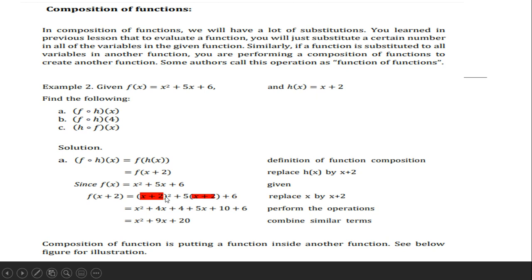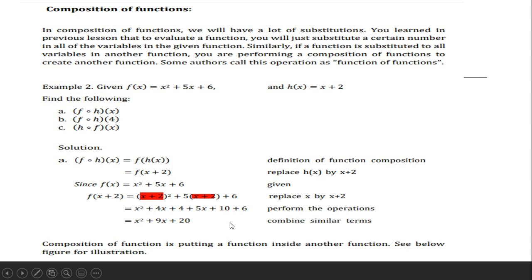So, x plus 2 squared, that is square of a binomial. So, you can use FOIL method or you can apply the process in multiplying the square of a binomial. Then, we have, x times x is x squared. X times 2 is 2x, times 2 is 4x. Then, 2 times 2 is 4. Then, distribute. 5 times x, 5x. 5 times positive 2, positive 10. Then, copy positive 6. Then, perform the operation, combine similar terms. That's going to be x squared. 4x plus 5x is 9x. Then, 4 plus 10 plus 6 is positive 20.